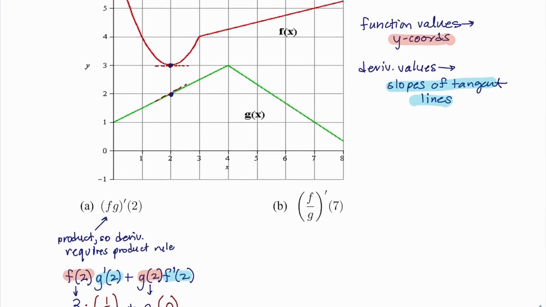So what you'll notice is I don't need to sketch that product function. I just use the pieces that I would get from using the product rule for the derivative, and then I take those pieces from the individual graphs of f and g. Similarly, if I have the new function f divided by g, and I want to find its derivative, I am going to need the quotient rule.